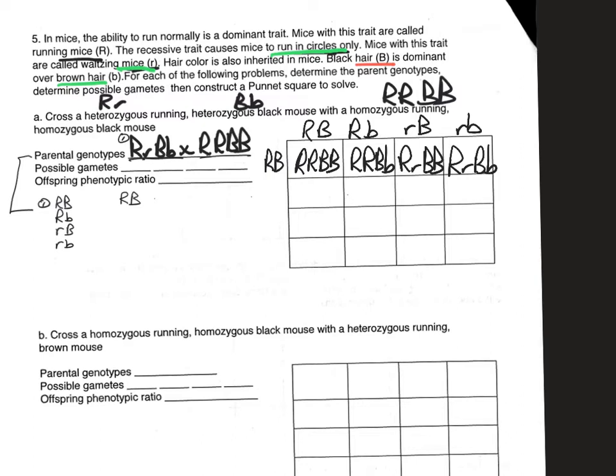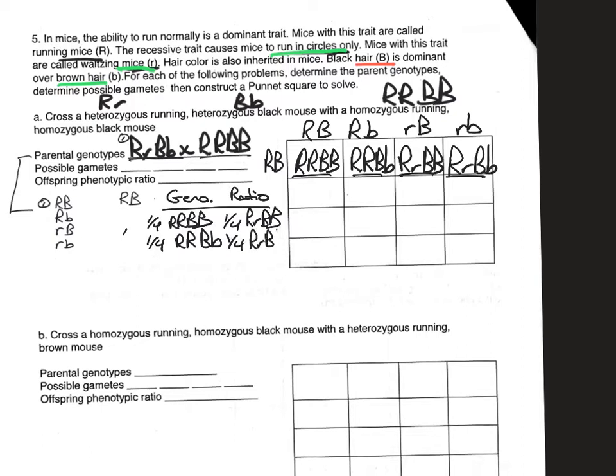So for genotypic ratio, you got 1/4 of each. Do you agree? There are 4 different genotypes. Does everybody agree with that? Everybody see that? So you got 1/4 for genotype. There are 2 things you have to think about. Genotypic ratio, and that ratio is 1/4 big R, big R, big B, big B, 1/4 big R, big R, big B, little b, 1/4 big R, little r, big B, big B, and 1/4 big R, little r, big B, little b.